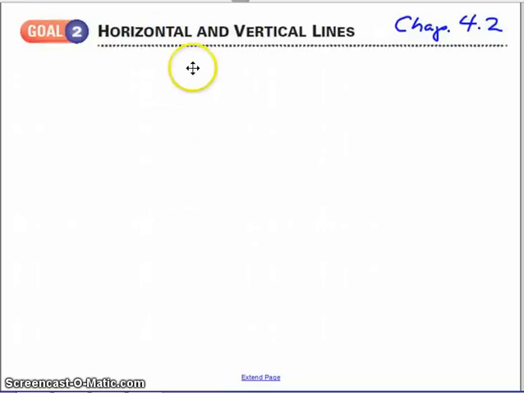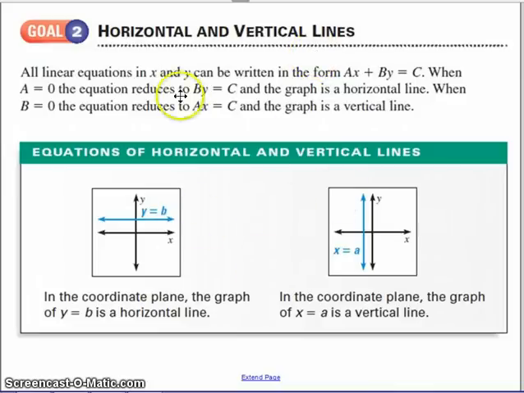The second goal of the chapter was talking about horizontal and vertical lines. If you look at the chapter, and I invite you to go ahead and read this passage from the chapter, it explains their point of view of how to understand why a horizontal line happens or why a vertical line happens, and also how to graph them. I think there's a simpler way to see it, and that's what I'm going to show you here.